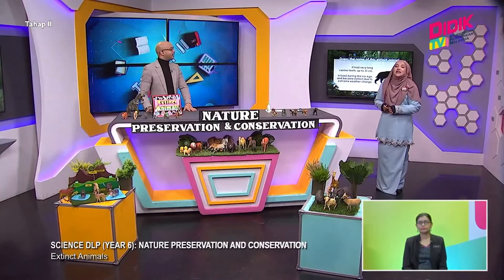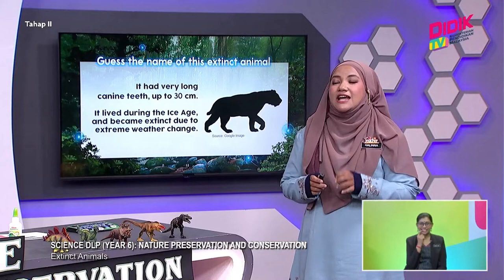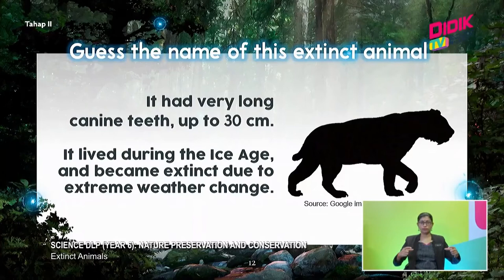Okay, next one. This one had very long canine teeth, up to 30 centimeters. Wow, that's really long. 30 centimeters, just like your long ruler. It lived during the Ice Age, just like the mammoth, and became extinct due to extreme weather change. What is the name of this animal?